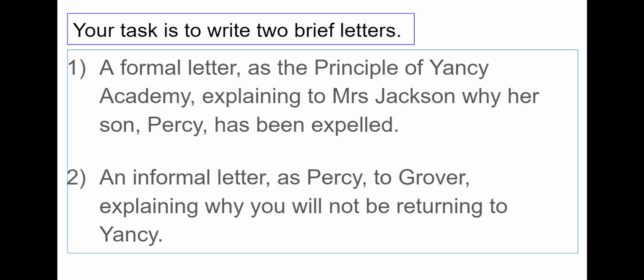These are just two brief letters, so each letter doesn't need to be more than about two paragraphs. Good luck. I'll let you get on to it.